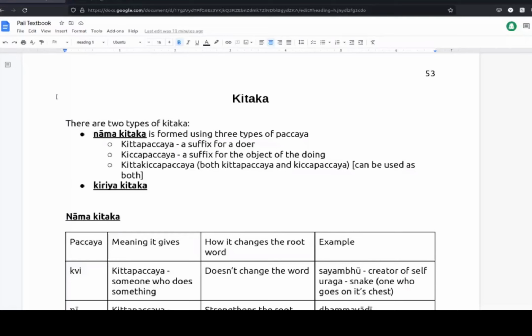I think there are techniques to make it easier for people to understand. I think the big problem is the idea of learning Pali seems interesting, but I don't think people quite realize the effort that's required.